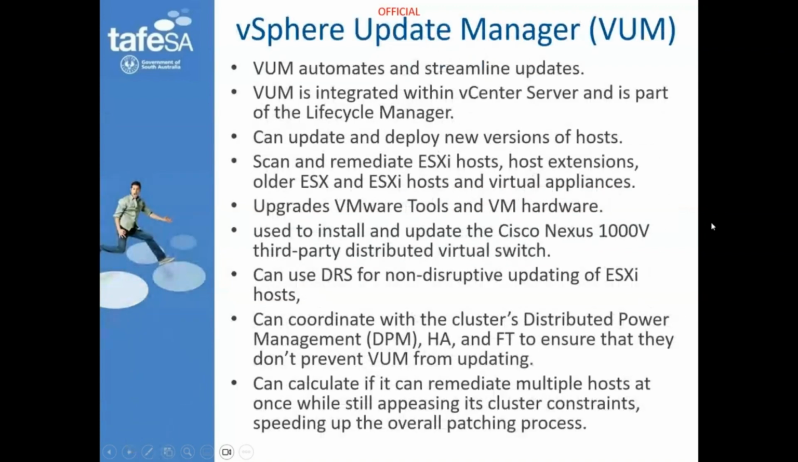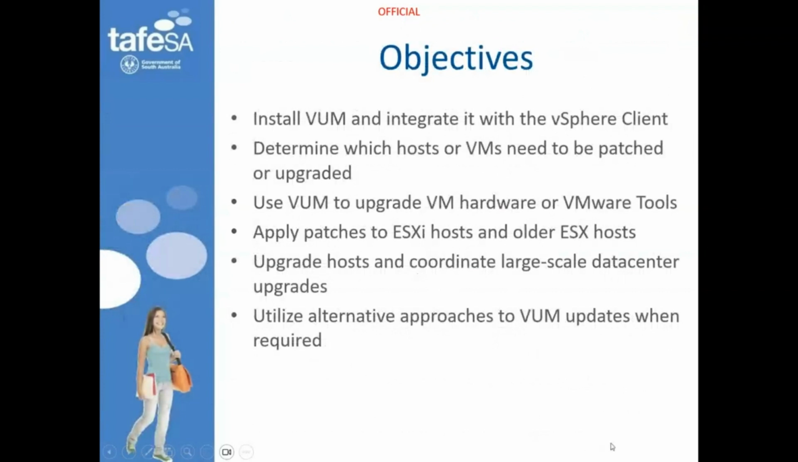So today's objective is to determine which hosts or VMs need to be patched or upgraded. Use VUM to upgrade. We can upgrade VMware virtual hardware and VMware Tools on the virtual machines as well, but that's not that important for us. The most important thing for us today is the patching of the ESXi hosts, because the virtual machines we're talking about are non-persistent instant clones, aren't they? So we don't need to patch them.